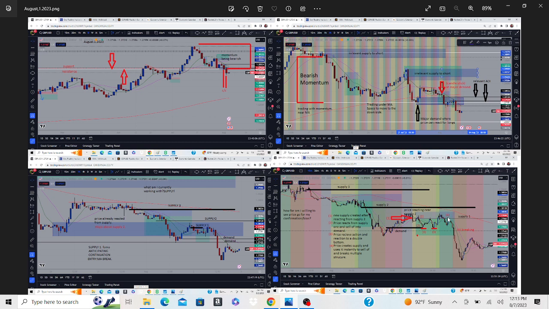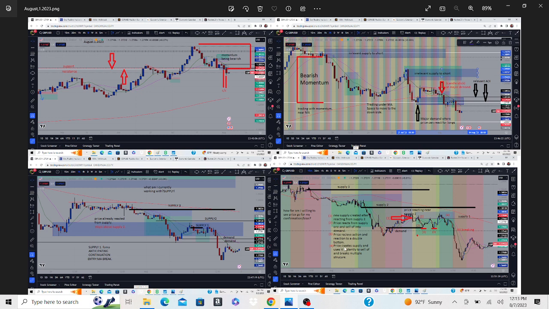Then price instantly broke through the structure right here, retested supply, and broke past both structures right here. So this would be a better entry. And then price just broke past this double bottom.